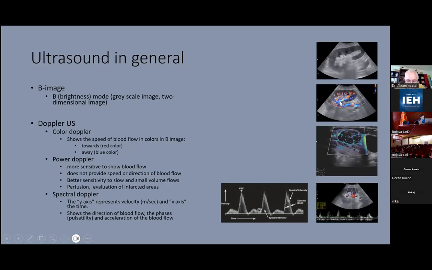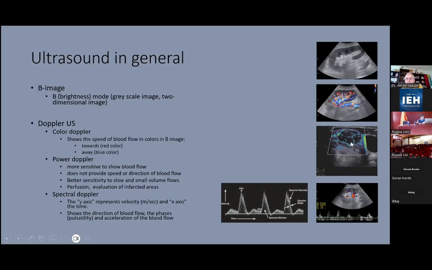If the flow is towards the probe, it will be red color. If it's away, it's blue color. And then we have power Doppler. The power Doppler is more sensitive in showing the blood flow. So when you have a slow and small blood volume, it can be seen better in the power Doppler. And the evaluation of perfusion or infarction will be done better by this power Doppler.